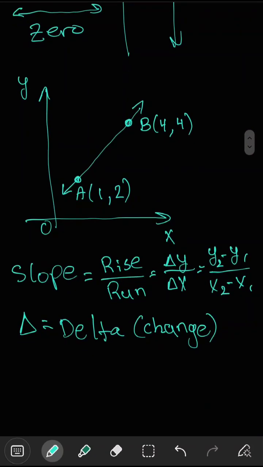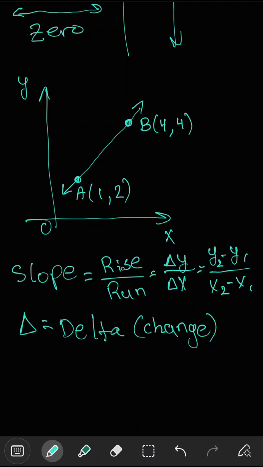Now let's take a look at this example. We have a line and 2 points on the line, A at (1, 2) and B at (4, 4). Well, how do we determine the slope of this line? The slope of the line is essentially the rise divided by the run. But what is a rise and what is a run?